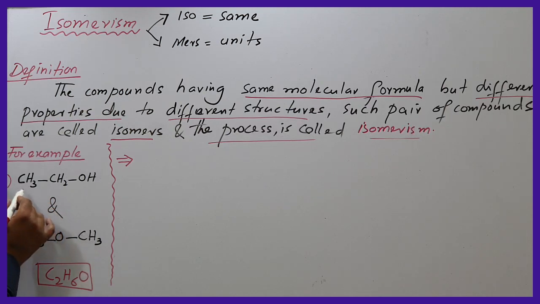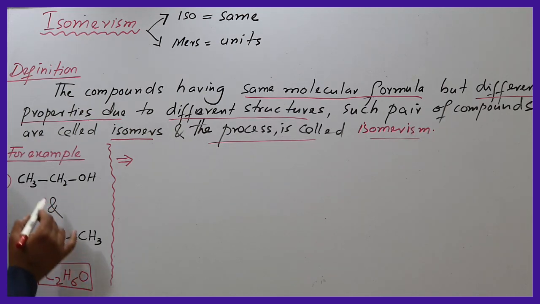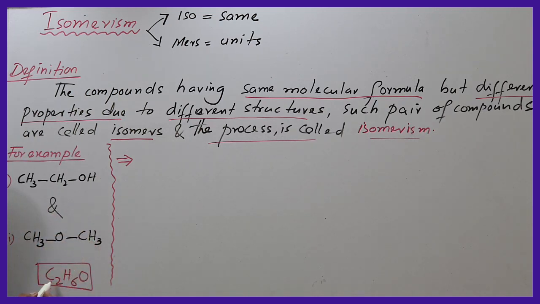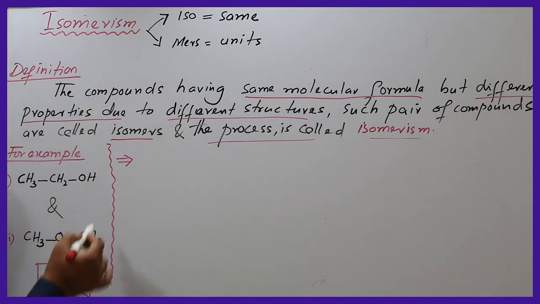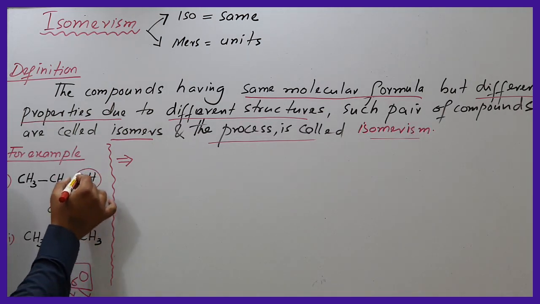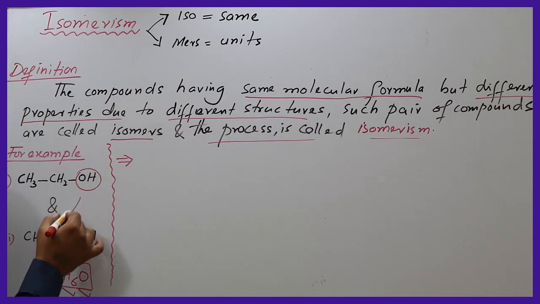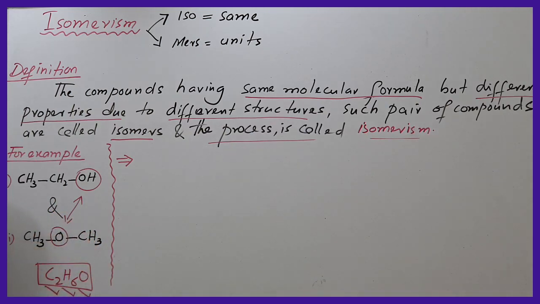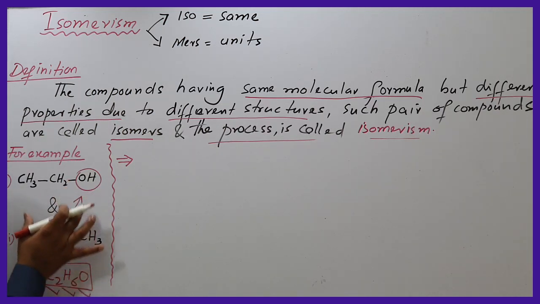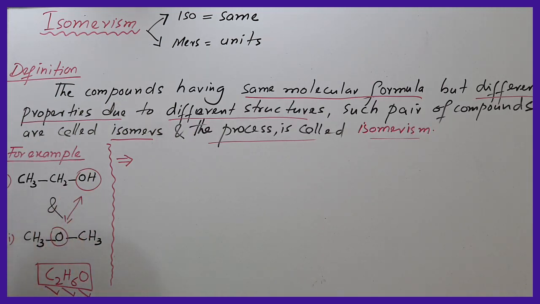For example, here we have two compounds. One is ethyl alcohol and the other is dimethyl ether. Both these compounds have the same molecular formula. Both have 2 carbon atoms, 6 hydrogen atoms and 1 oxygen atom, but their structures are different, their functional groups are different. Here it is alcohol, here it is ether. Due to different functional groups, their physical and chemical properties are different. So isomers are a pair of compounds with the same molecular formula but different structures.